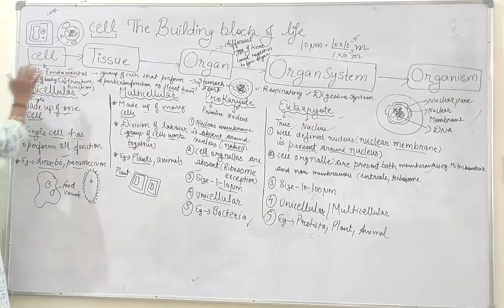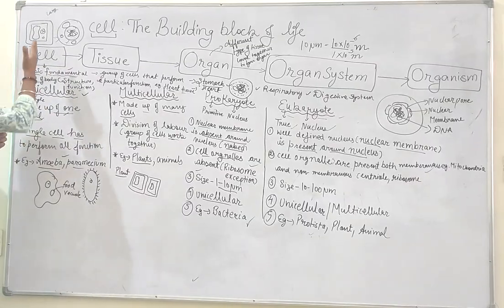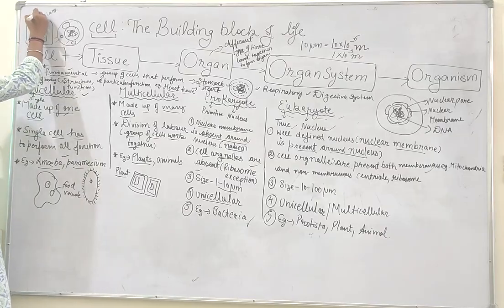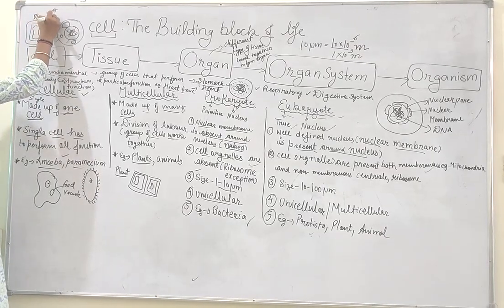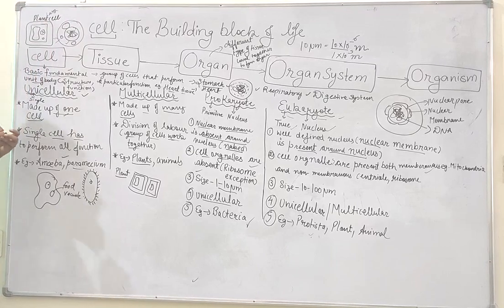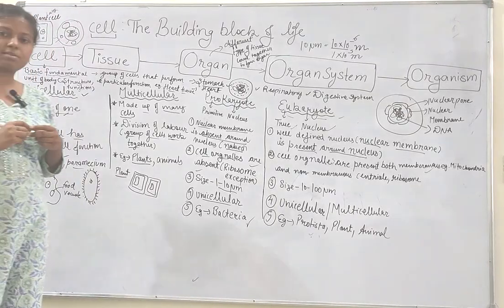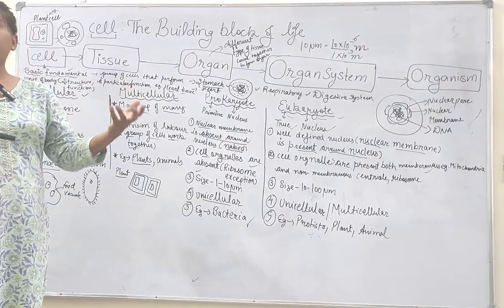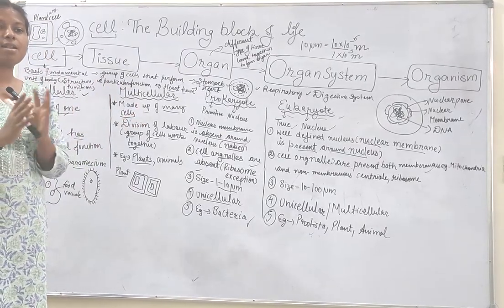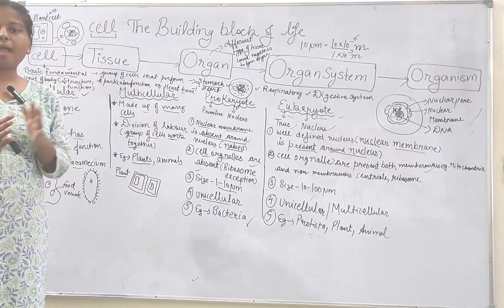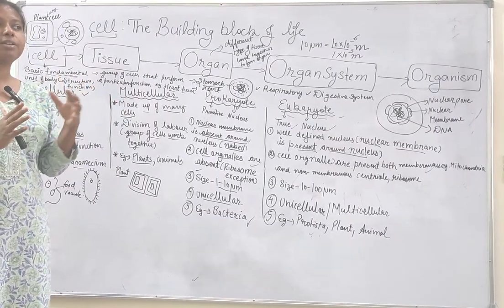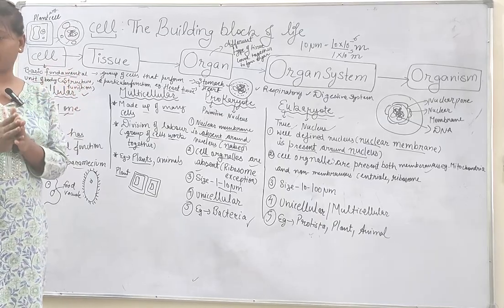So this is the cell, and this is the plant cell. Plant cell has different characteristics when we compare it with the animal cell. Plant cell has a cell wall, it is rectangular in shape, and it also includes a large central vacuole.